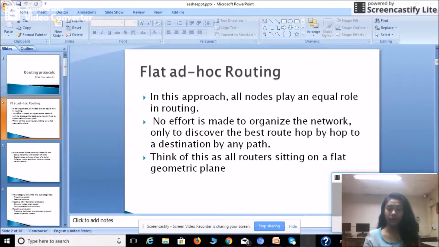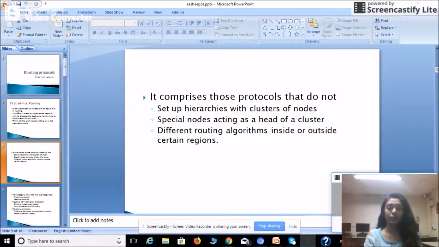In flat ad hoc routing, we assume that all the routers or devices are sitting on a flat geometric plane. Flat ad hoc routing does not comprise a set of hierarchies with clusters of nodes, special nodes acting as the head of a cluster, or different routing algorithms inside or outside a certain region.